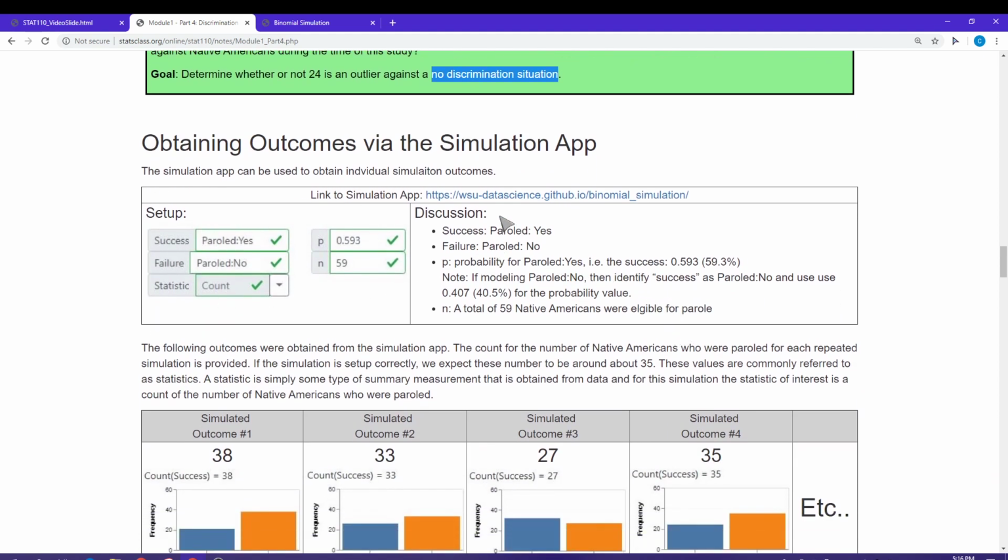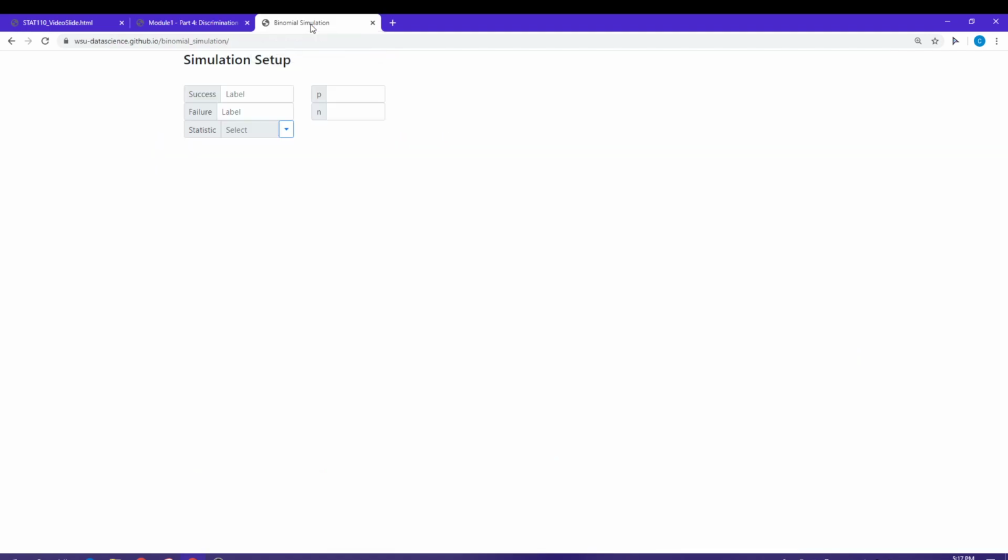So how do I obtain outcomes from my simulation app? So let's go ahead and set that up, and then we'll come back here and talk about what those outcomes imply. So the simulation app, the link for that is provided on our course website under section 1.4. My two outcomes are going to be either that a Native American was paroled, yes, or they were not paroled. So my two outcomes are yes or no. They either received parole or did not.